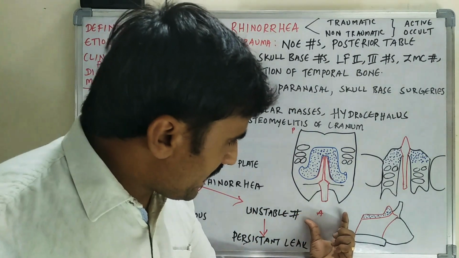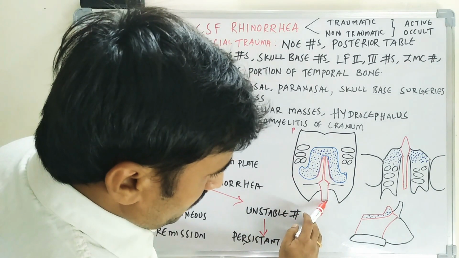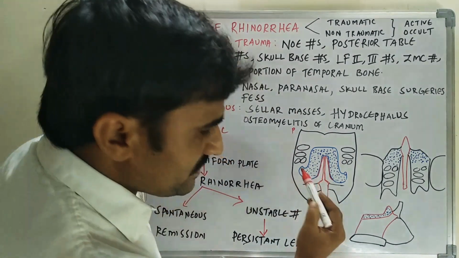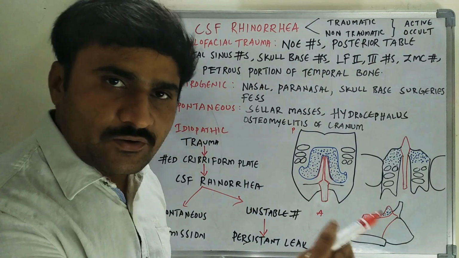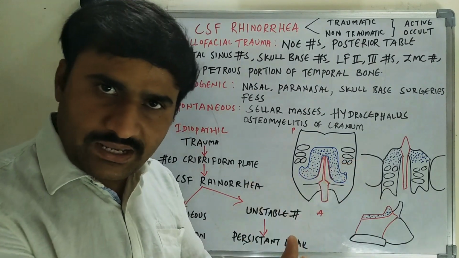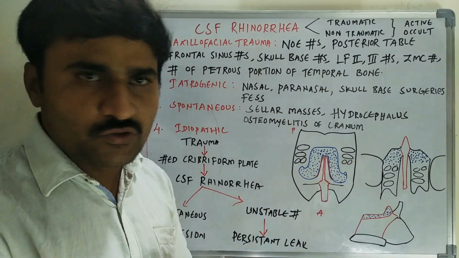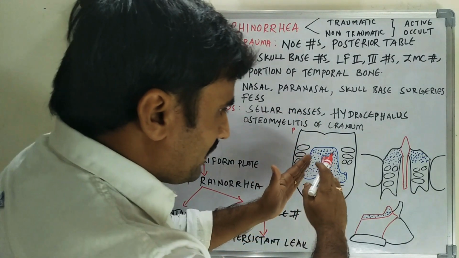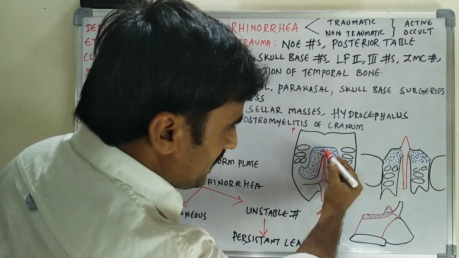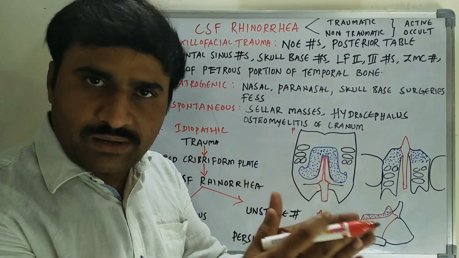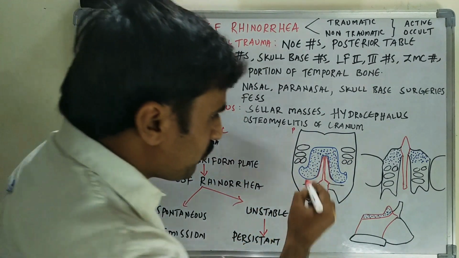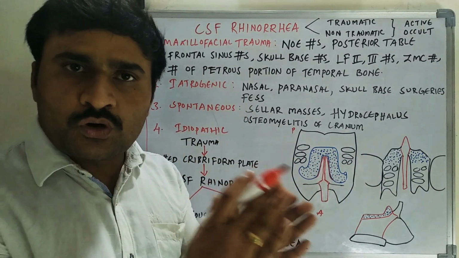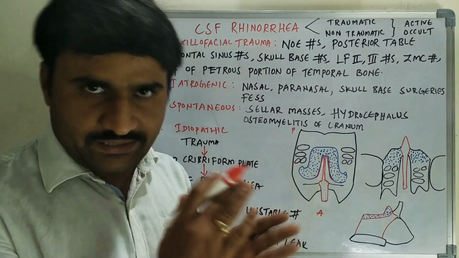So in this diagram, this is the perpendicular plate of the ethmoidal bone, and this is the crista galli. Crista galli serves as an attachment to the falx cerebri, that is a dural fold. In the lateral aspect, surrounding the crista galli is the cribriform plate. It is porous in nature. These blue dots show the porous nature of the cribriform plate.